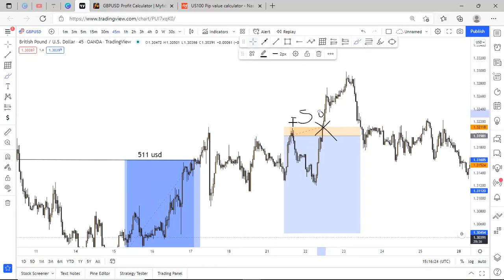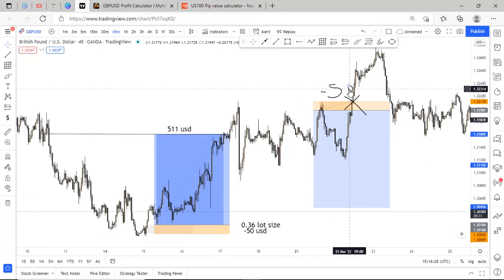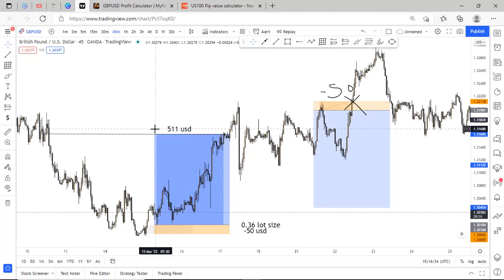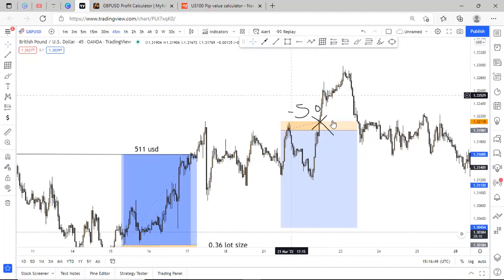Okay, you will only be losing $50. So now, if you remove this $50 from this 511 US dollars, you will still be having about 400 and something. You'll be having 461 US dollars left. Okay, and you can still try another trade. That trade might be a winning trade, and you will be able to recover your loss again.